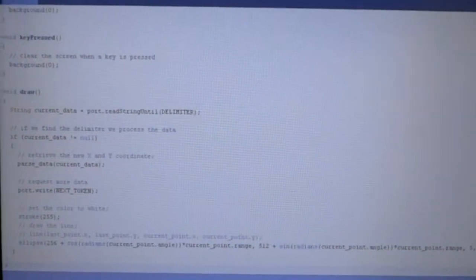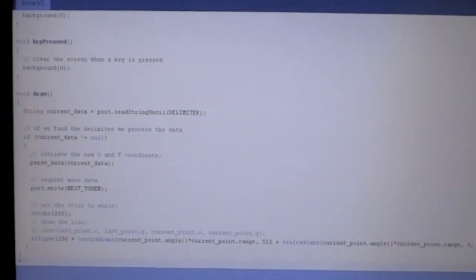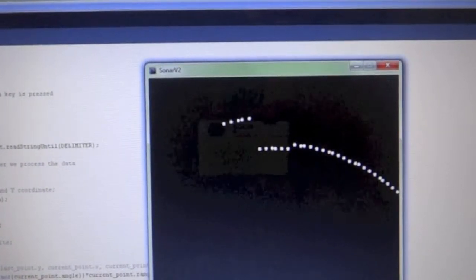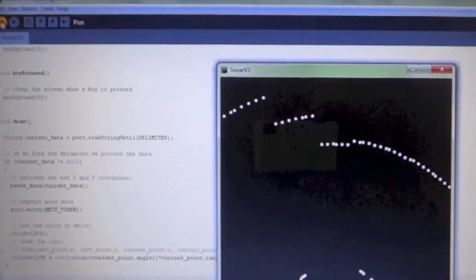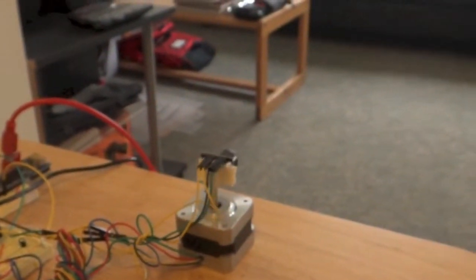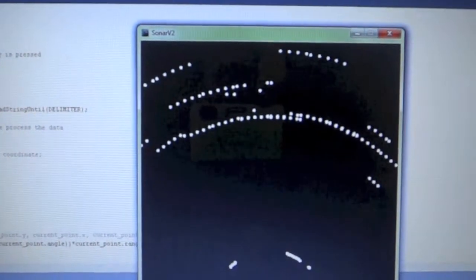And essentially, when I run this sketch, a window will appear that shows us a mapping of what the sonar is detecting. So as you can see, the sonar is moving over here. It's pinging and trying to find where things are. And that's reflected on this image here.